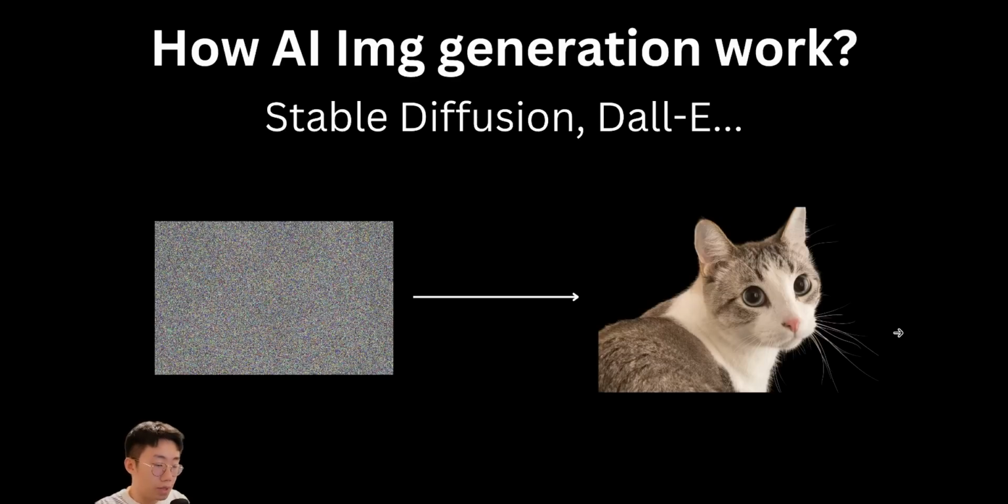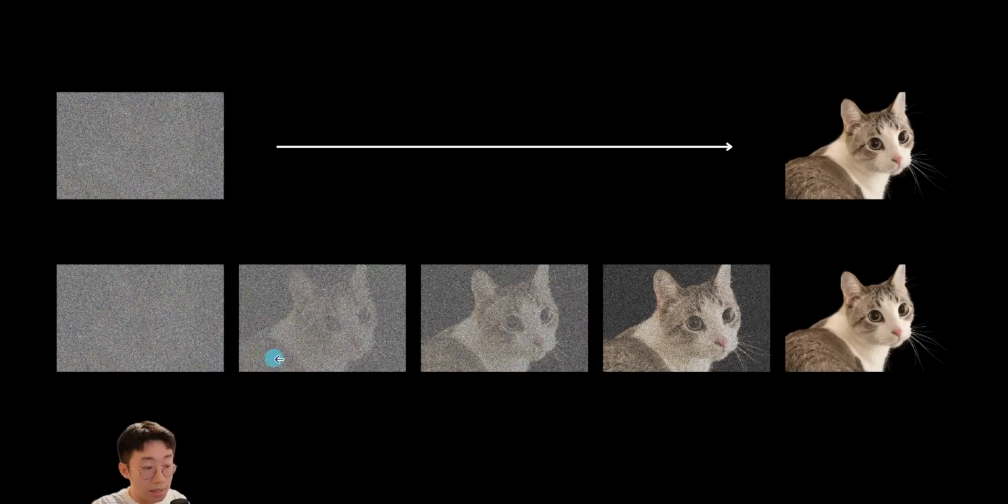If you're not familiar with how AI image generation works, basically the starting point would be a super noisy image like this. And the AI model is trained to reduce noise a little bit every time and repeat this process multiple times to eventually get a high resolution image generated from this noise image.